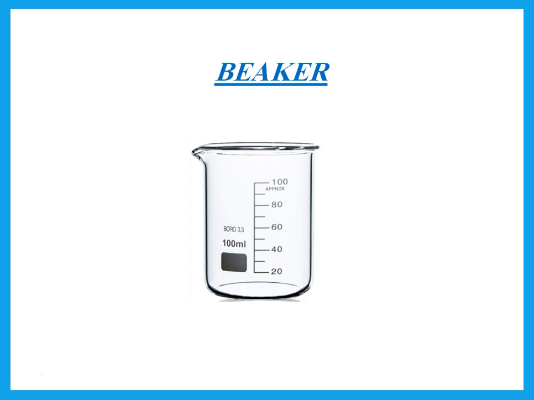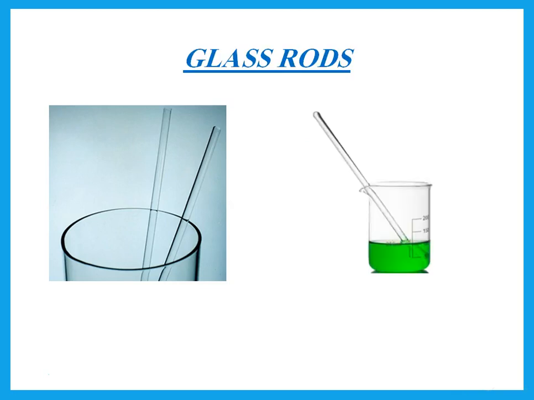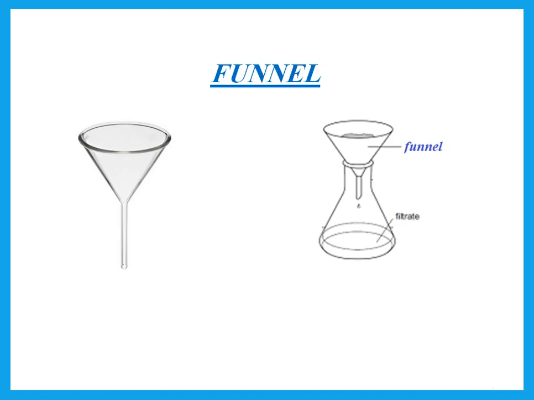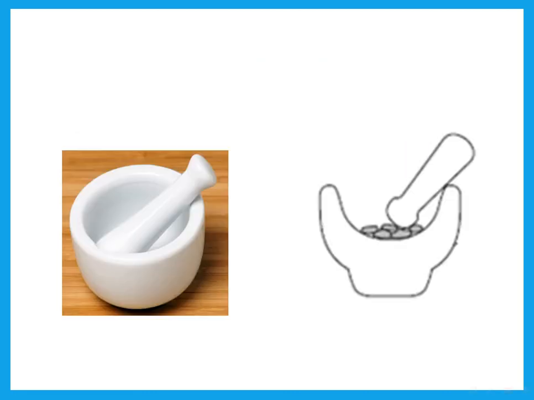This one, of course, is a beaker. Remember, a beaker is not used to measure any volumes. It is just to add solutions in it. What is this? This is a glass rod used for stirring. So when we say we stir the solution using a glass rod, this is, of course, a funnel. We use it for filtration.